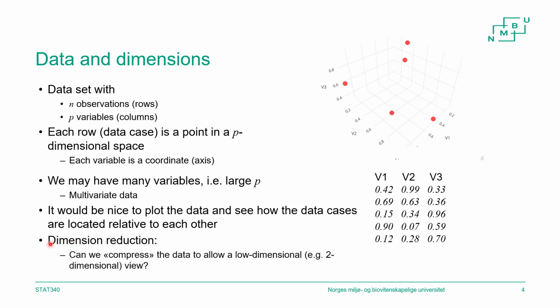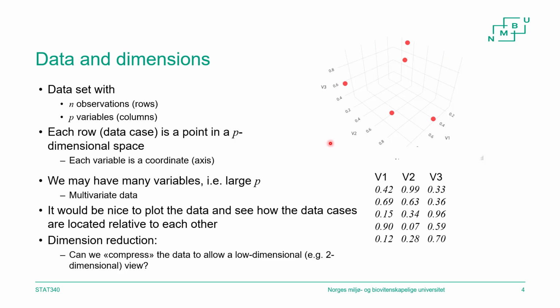So the dimension reduction is what we are going to do. Can we actually sort of compress the data in some sense, so that we can use a low dimensional, for instance 2-dimensional view, and still see, if not all of it, at least the majority of the information in the data. Is this possible? And that's actually the idea that we will try to pursue now, and use principal component analysis or actually multidimensional scaling for doing that.